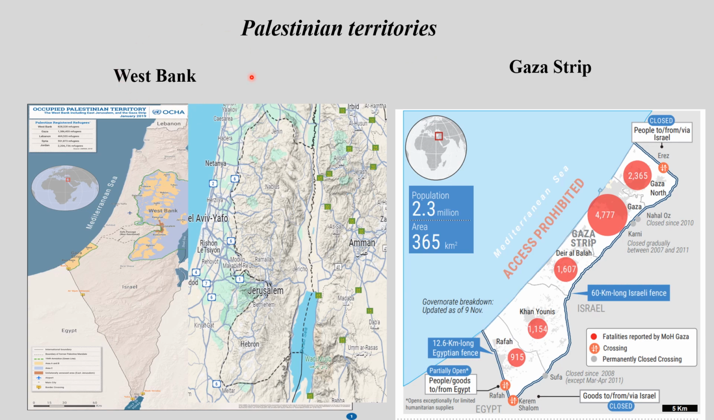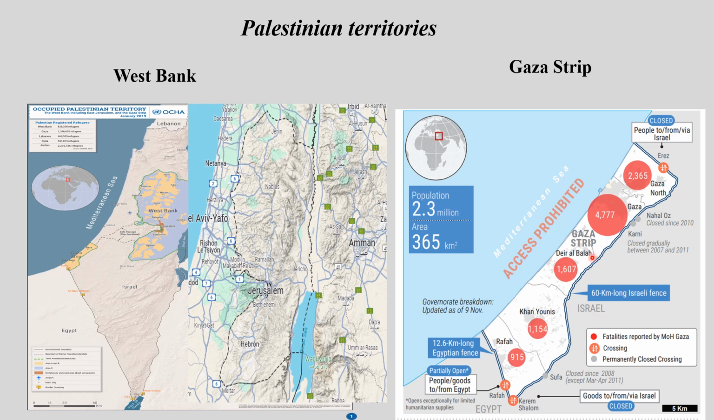As we have seen the West Bank and the Gaza Strip in the previous slide, now we shall study in depth about these. West Bank is here. It is bordered by Jordan to the east and there is the Dead Sea. As you can see in this map, there is the Dead Sea. This is the enlarged map of West Bank. This is the Dead Sea between West Bank and Jordan. And this is the Gaza Strip.